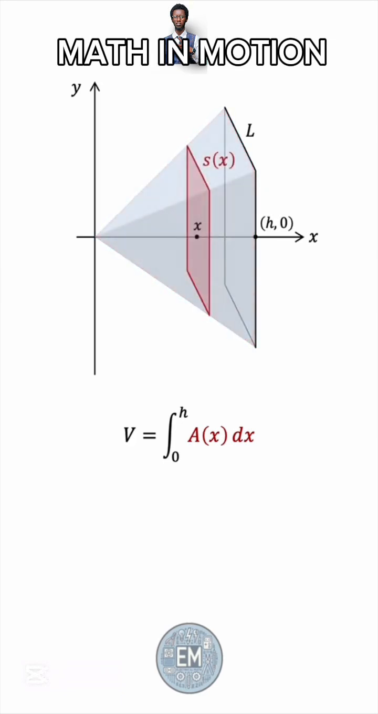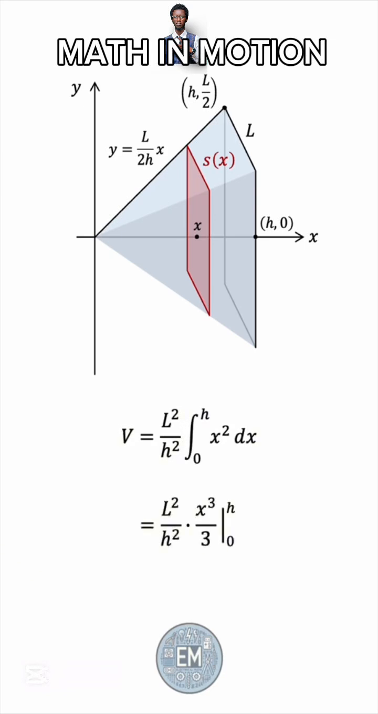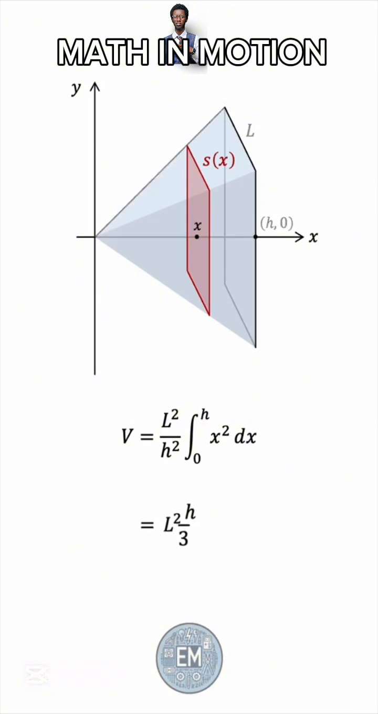Since we're taking a square-based pyramid, a is s squared, and s in terms of x can be found by observing that this line has slope L over 2h. This point belongs to the line, and its y-coordinate is s over 2. So, s is L over h times x, and we can now square this equation, and we're ready to integrate. We'll take the constant outside the integral, this is L squared over h squared, compute the antiderivative, and substitute the bound. We can cancel the h's, giving us 1/3 L squared times h.